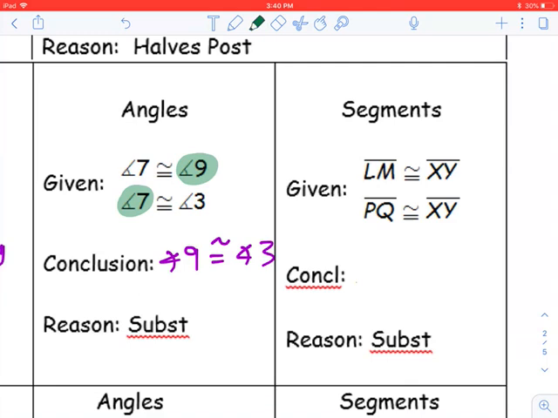And in the same way, LM is congruent to XY. PQ is congruent to XY. So if LM and XY are the same, can't I replace XY? Or sorry, hold on a second. Can't I replace XY with LM? They're the same, so replace it. PQ is congruent to LM.